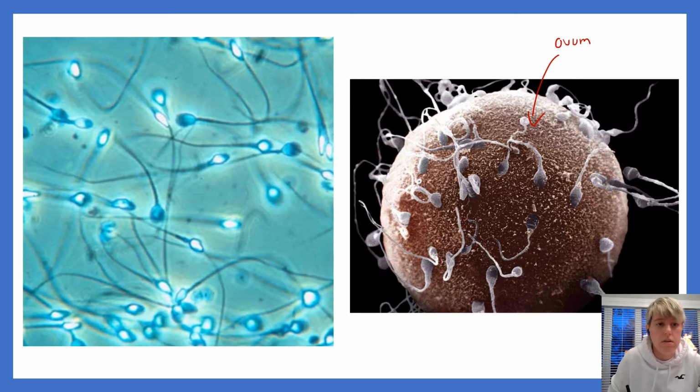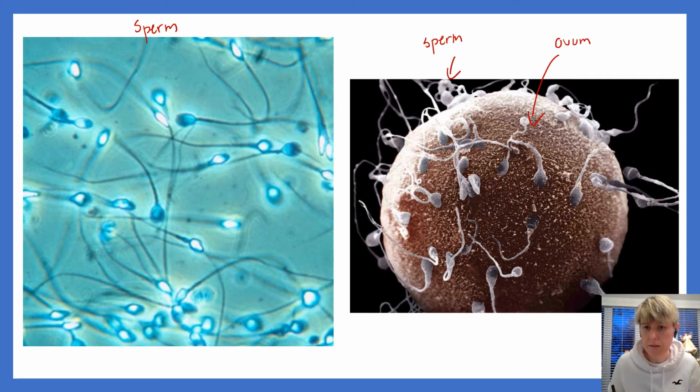Here we can see all of these sperm cells trying to enter and fertilize the ovum, which is our female reproductive gamete. So this is our sperm. And we have our ovum, which is actually quite large. Of all of the cells in the human organism, the ovum is the largest individual cell. And then we have all of these right here, which are sperm, trying to penetrate the ovum.